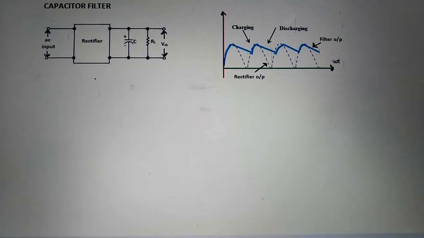Next is the first type of filter, the capacitor filter. Now see this figure here. This figure shows the circuit of a capacitor filter, in which the capacitor is connected after the rectifier, and after that capacitor a load resistance is connected, and across that load resistance we will get the DC output.